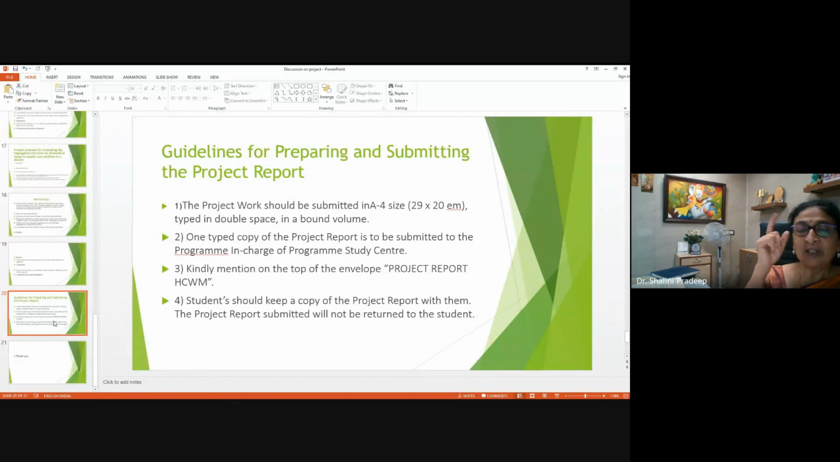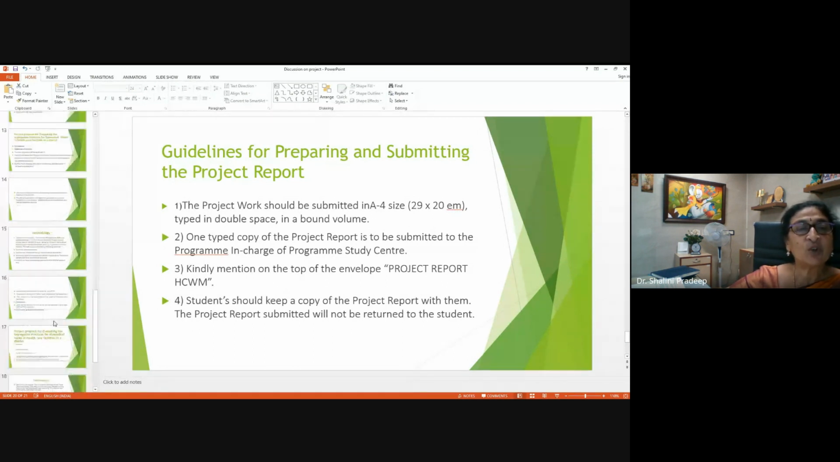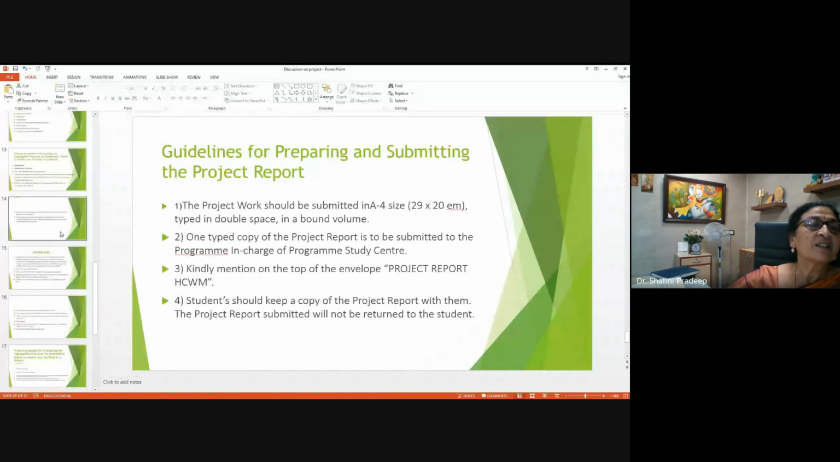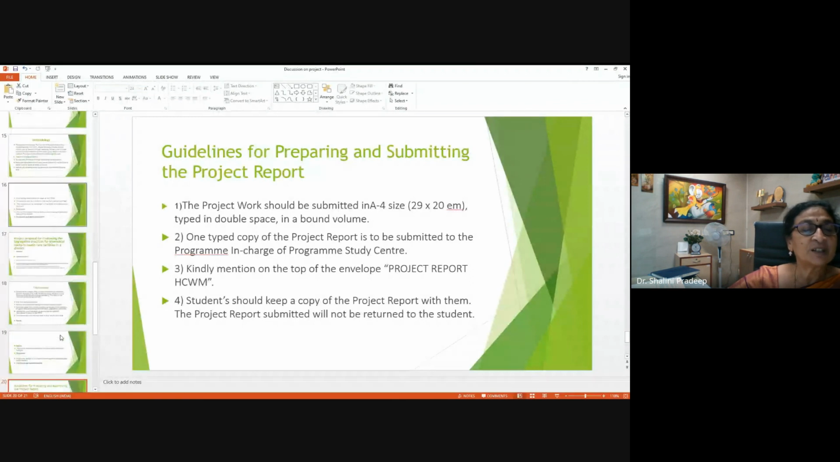Students' copy, one copy will be kept with them. The project report which you are submitting to the program study center will not be sent back to you, so it is better to have one copy with you. Now coming back to what you all are planning for, let us discuss it.